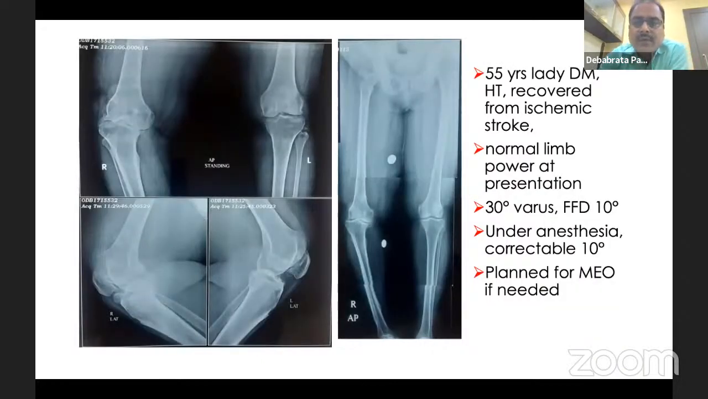This is a 55-year-old lady, diabetic and hypertensive, who had recovered from ischemic stroke and had normal limb power at presentation. 30 degrees of varus, then FFD of 10 degrees under anesthesia. It was correctable to 10 degrees, and we decided on medial epicondylar osteotomy if needed after release of soft tissue on table.